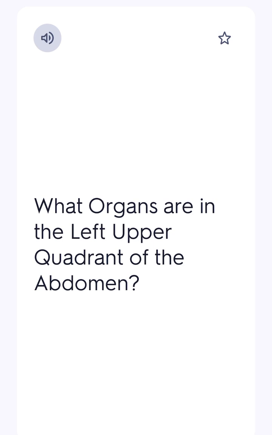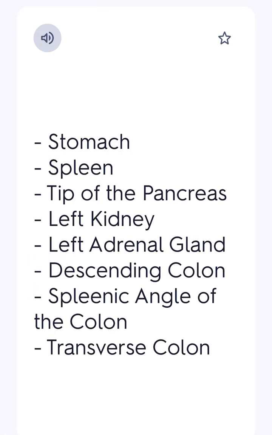What organs are in the left upper quadrant of the abdomen? Stomach, spleen, tip of the pancreas, left kidney, left adrenal gland, descending colon, splenic angle of the colon, transverse colon.